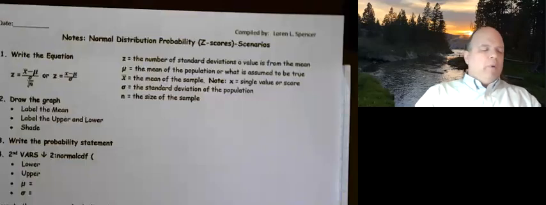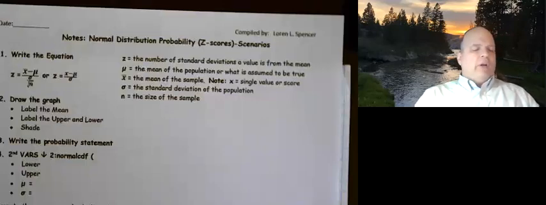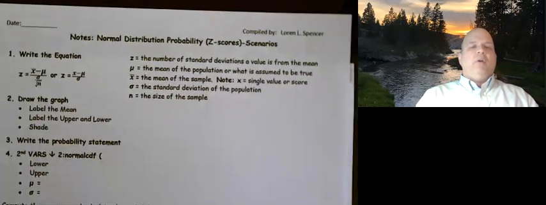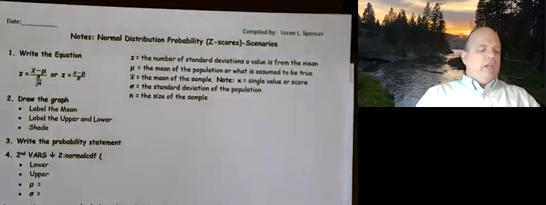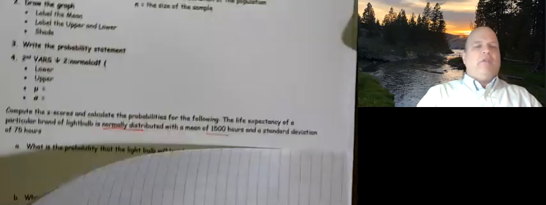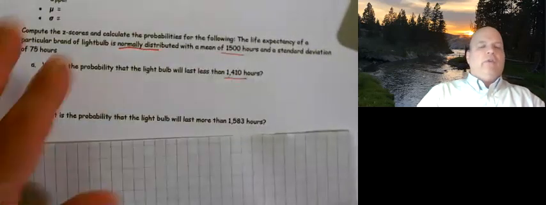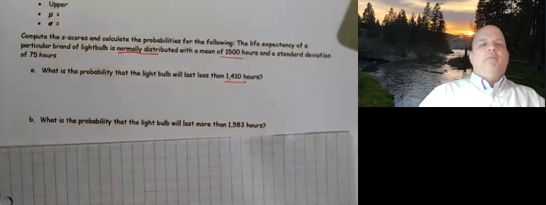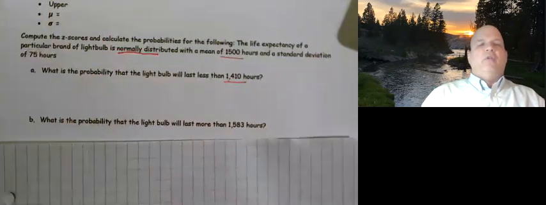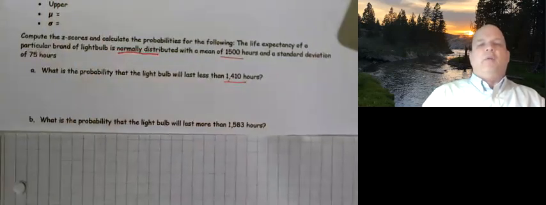Good morning. We're going to be working on finding probabilities or areas or percentile ranks for the normal distribution. This is page 100 of the note spiral, and we're going to be doing parts C and D. First off, to review our scenarios, compute the z-scores and calculate the probabilities for the following.